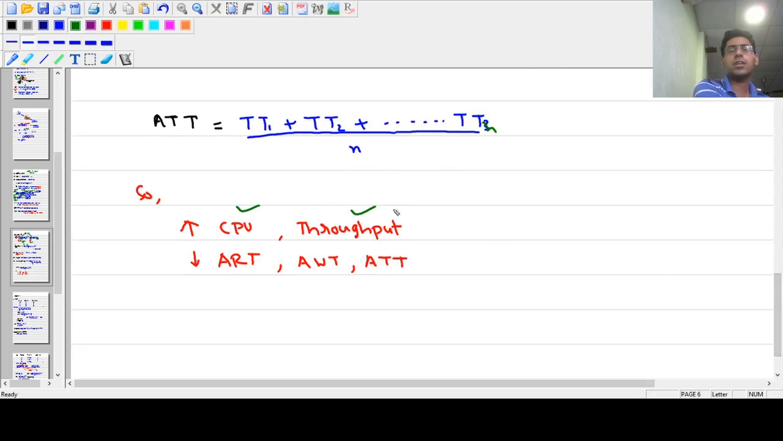So if these are the criteria, and if they are in such a manner that CPU utilization and throughput are high, and average response time, average waiting time, and average turnaround time are low, then our operating system is better.